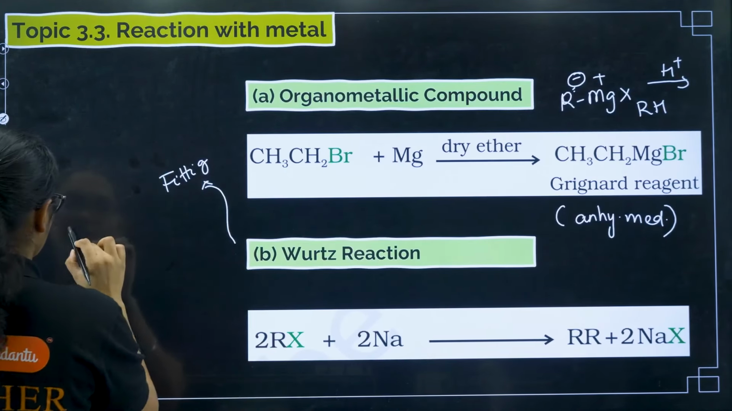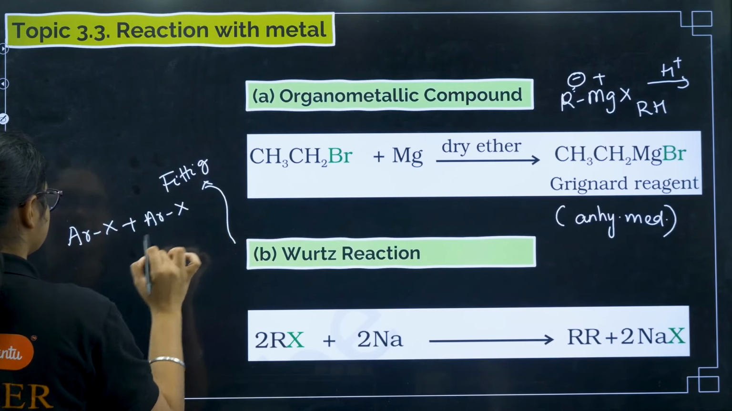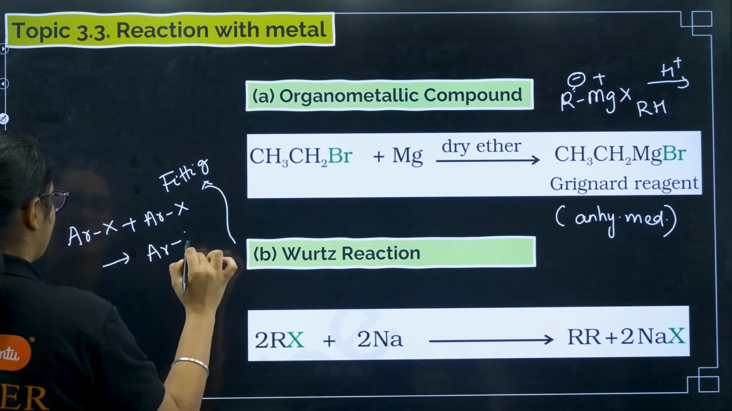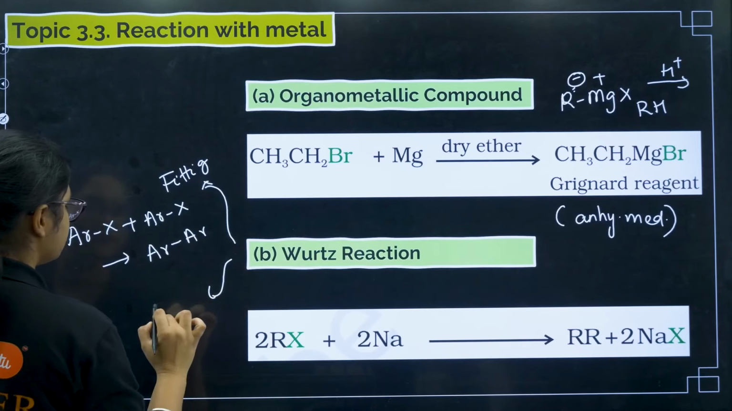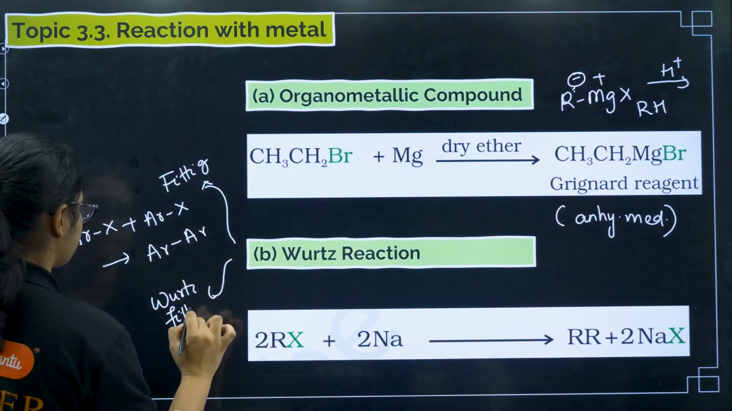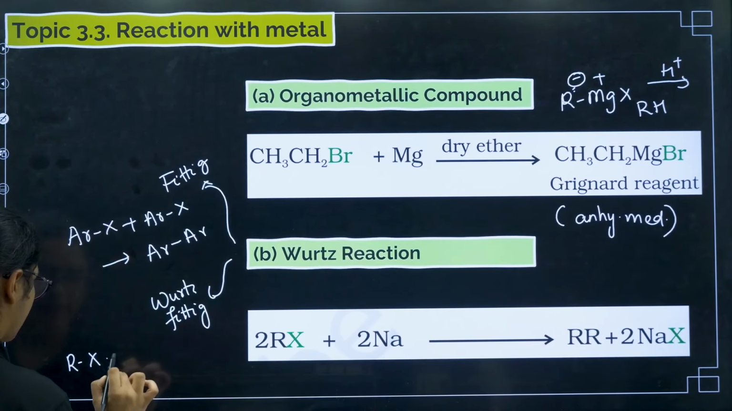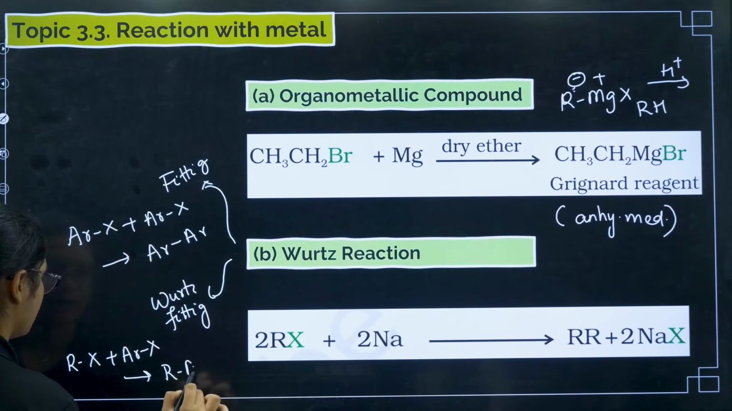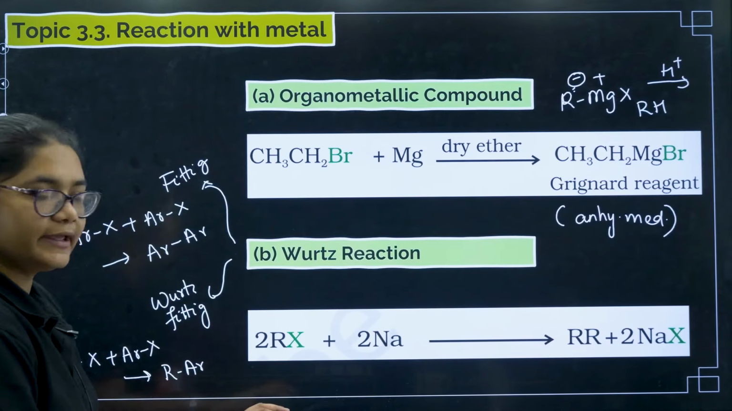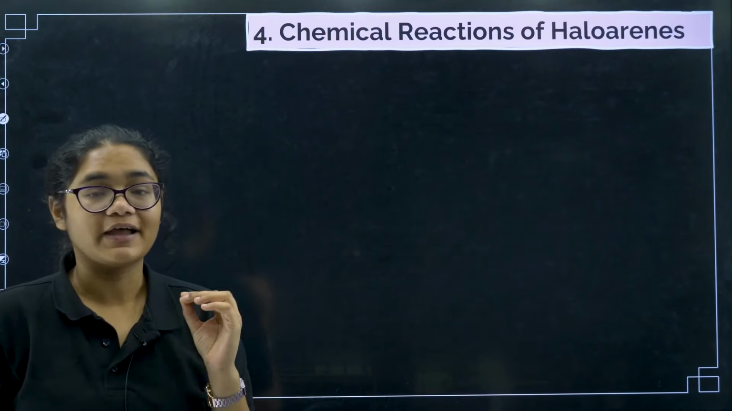You have aromatic halogen like this, you will get diphenyl. And Wurtz-Fittig is also there. In Wurtz-Fittig you have one RX and one ArX to give you R-Ar. Okay, clear?